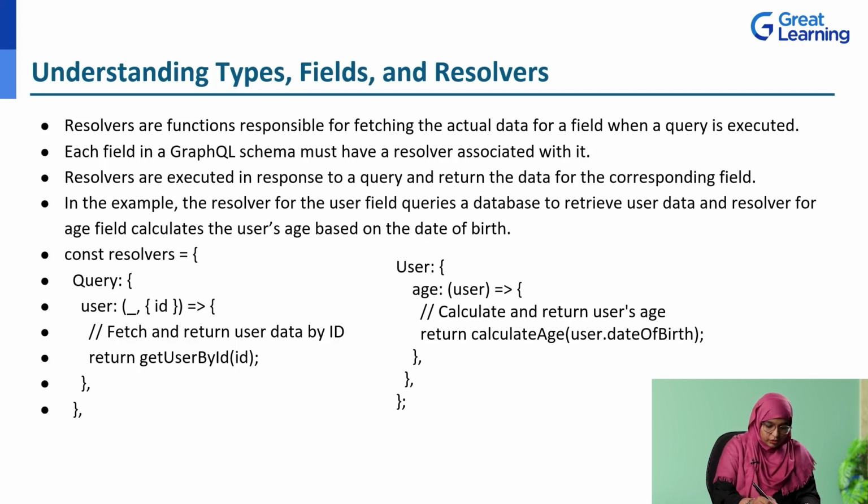So you have two resolvers over here. One is your query, which is using your user and ID. It is fetching and returning you the user data and your ID. And then you have the age of your user, which will calculate the age and return your user's age. So you can say that your resolvers are functions which are responsible for fetching your actual data from the field when a query is executed.